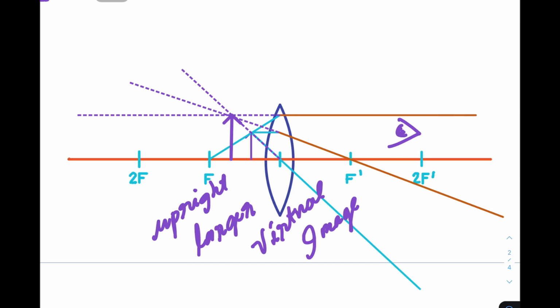That's why when you look through a magnifying glass, if the object is near the lens, you will see it as much larger than usual. And if you look at objects that are farther through a magnifying glass, they will appear inverted. So that's the concept behind that.